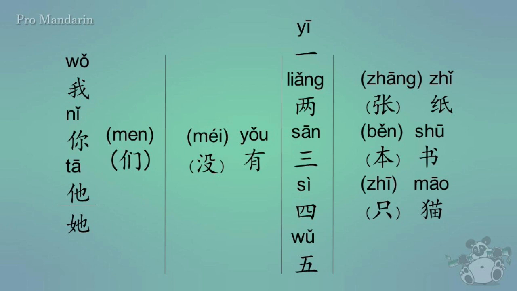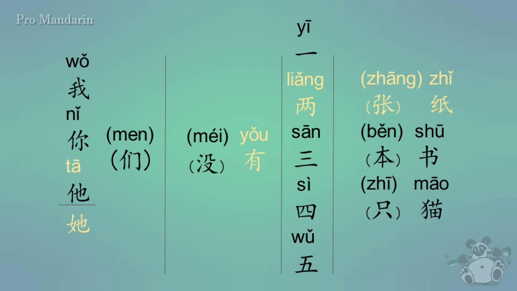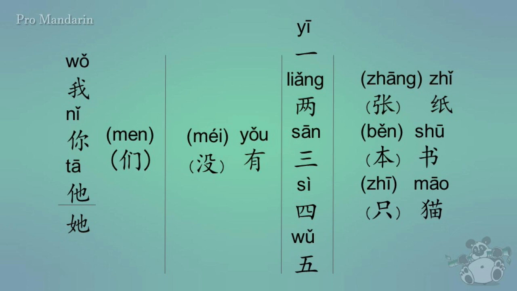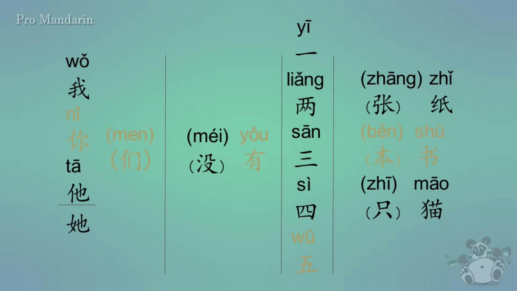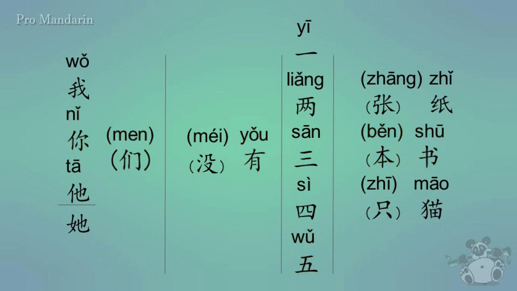Now, as always, whenever I say, how would you say, followed by an example I'd like you to practice saying, you can always pause the video. So for the first one, how would you say she has 2 pieces of paper? 她有2张纸. Now, how would you say you guys have 5 books? 你们有5本书.